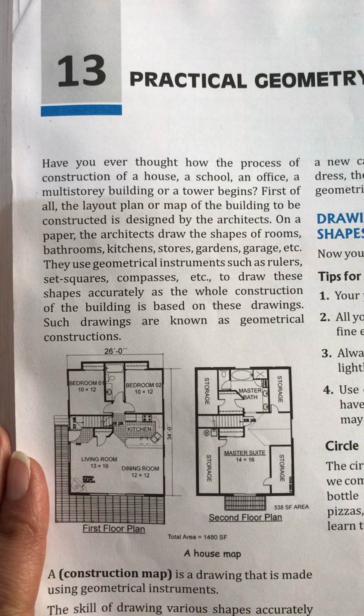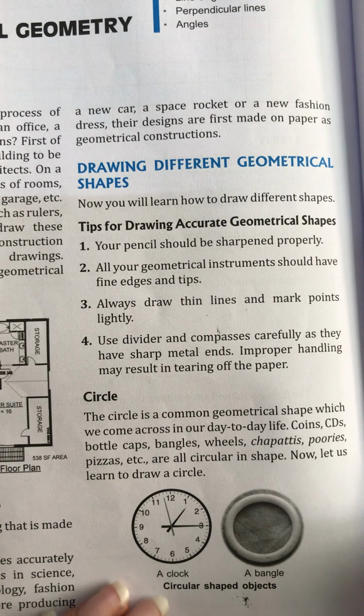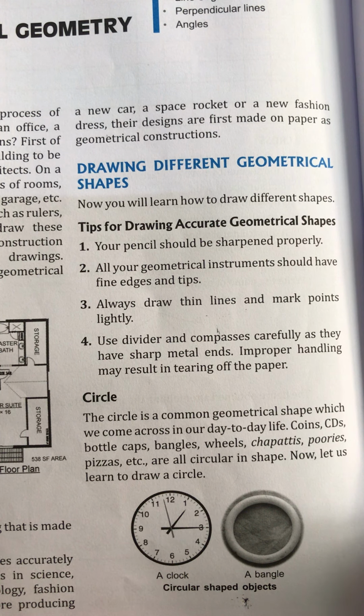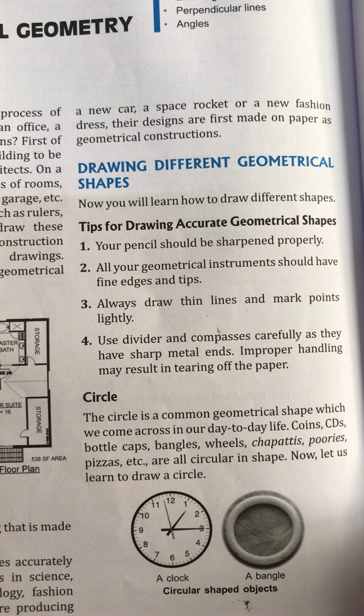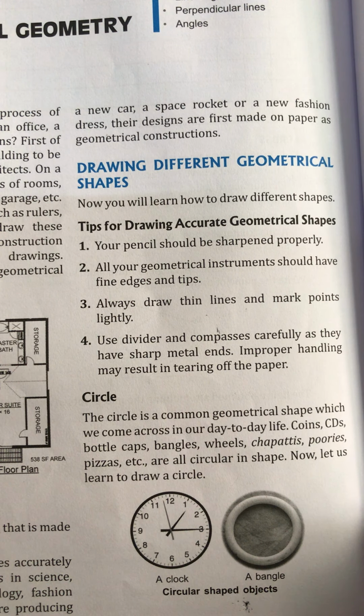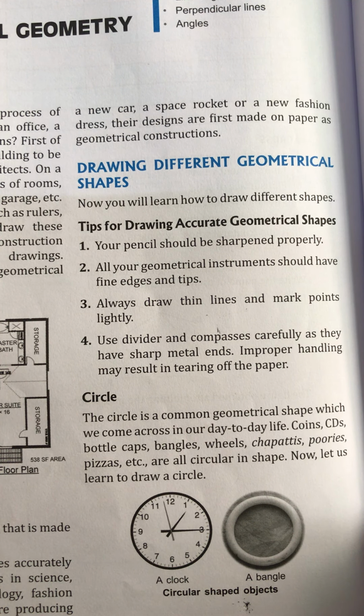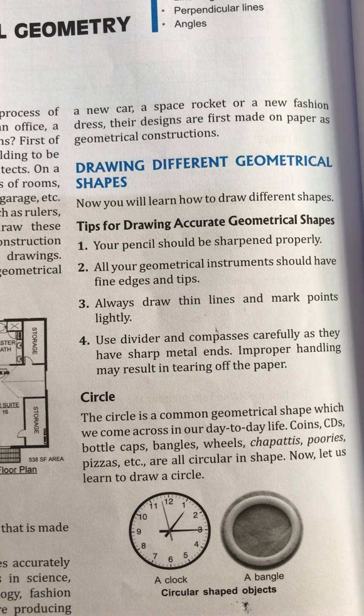Now we have different geometrical shapes. First is a circle. You are already aware of this shape, circle. It is in the form of like this. We have many circular shapes in our day-to-day life, like coins, bottle caps, bangles, chapatis, and so many other things. Now how do we construct a circle?